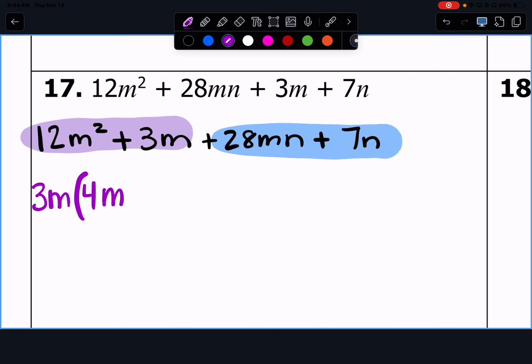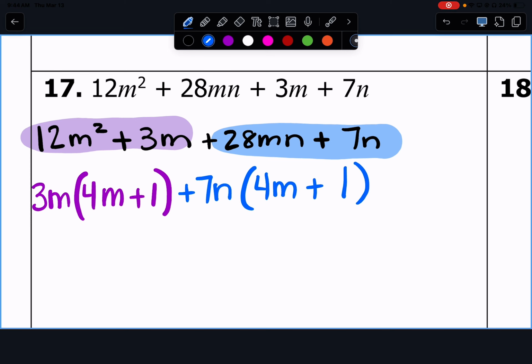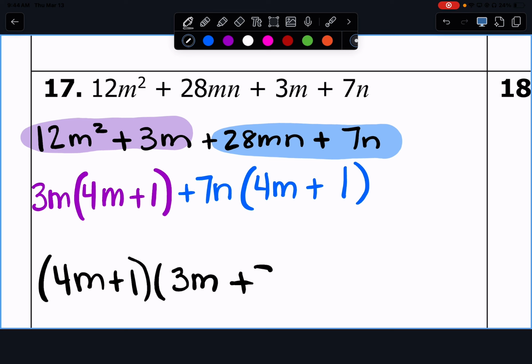4m plus 1. And then for the second half, what's our GCF? 7m. Which will leave us with? Plus 1. So our answer will be? There we go.